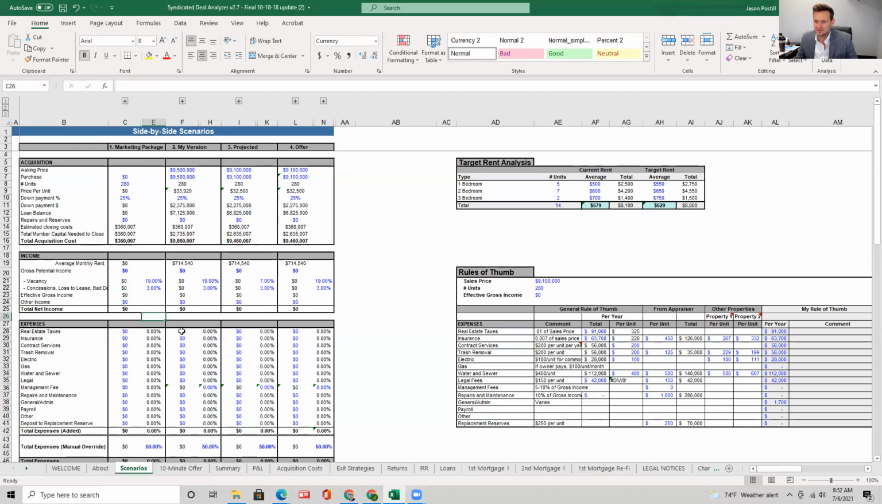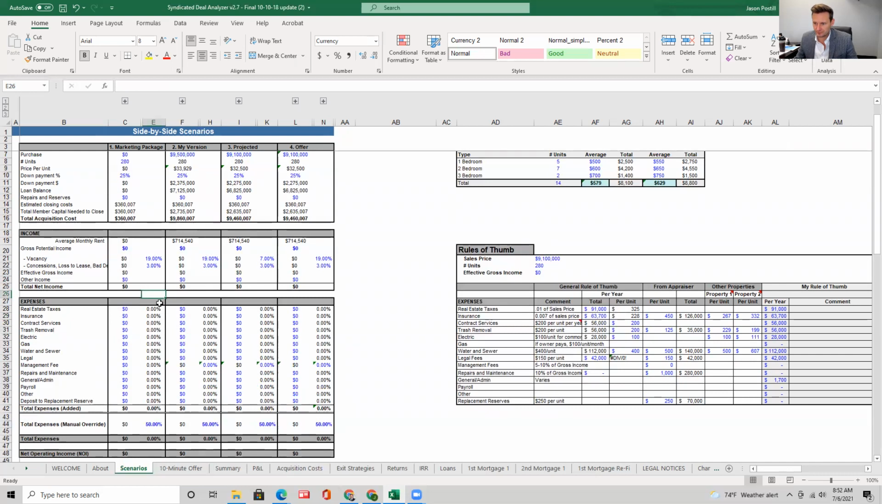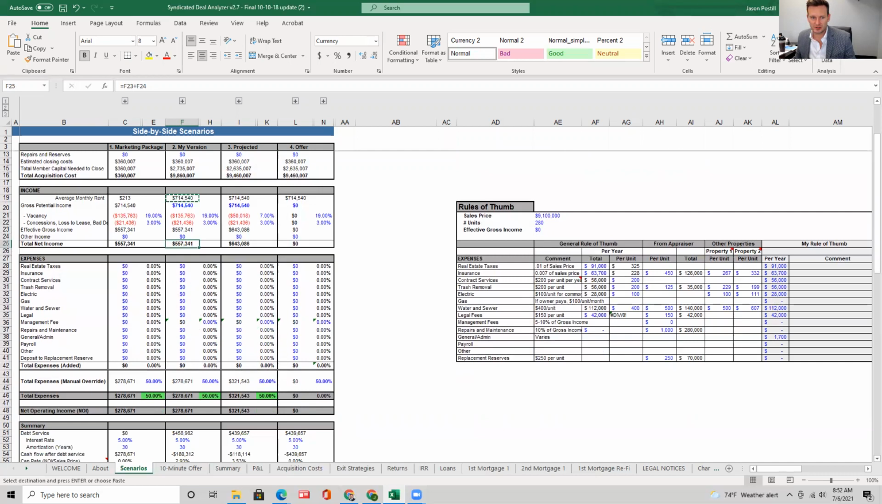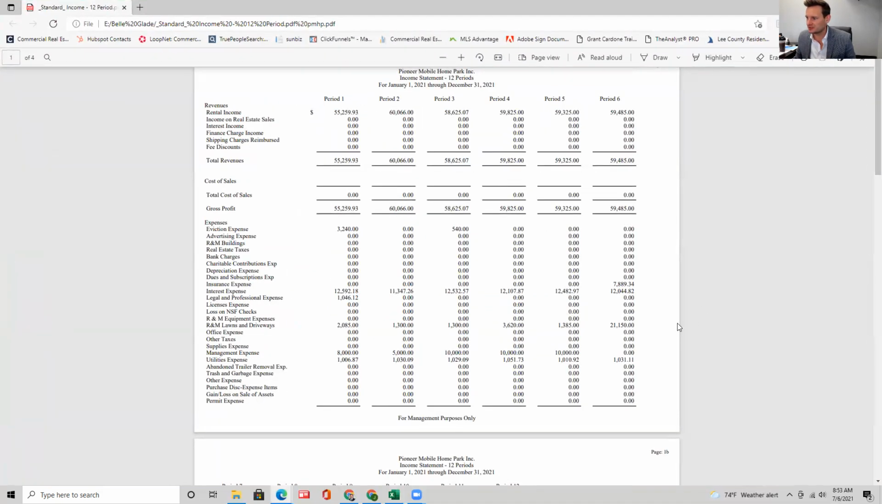Effective gross income. Let's see, gross potential. So we're going to use the 714 as a gross potential, and then it populates. See, it took out the 19, and then there's the net. So now we're going to go through each expense. And again, when you're doing this off the 3 months, you're just adding up these 3 months, dividing it by 3, and there's your number.